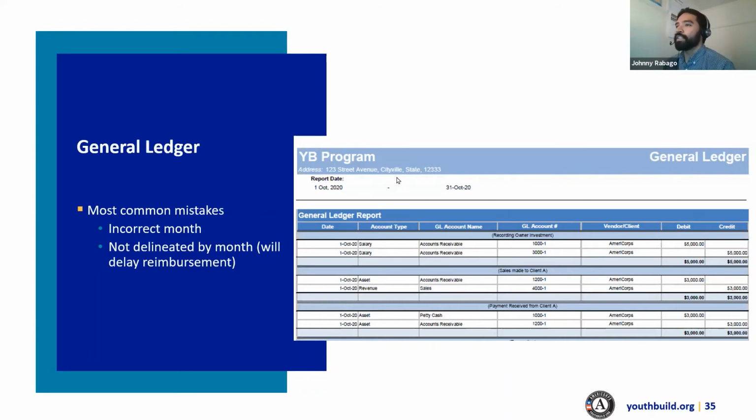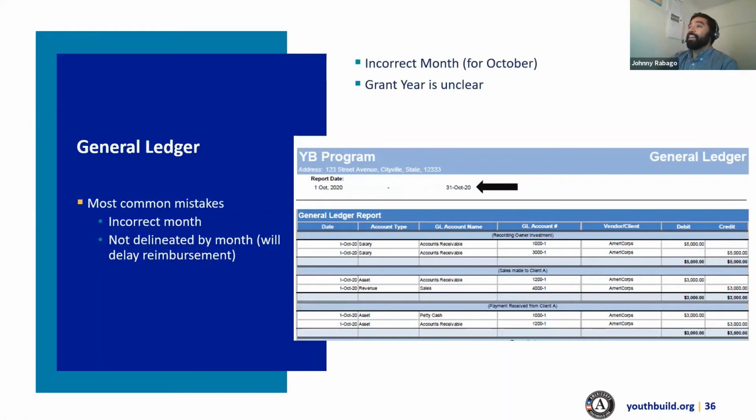Okay, let's go over it. Yes, the numbers are clearly wrong, but for a reason. This is for October. This is not the month that's being reported. Remember, if you go back to your expense and match report, we're reporting September 2020. So this is the incorrect month. Numbers are off. Not very clear why they're charging 5,000. So right off the bat, that's not correct.